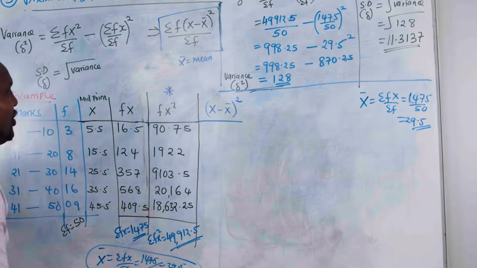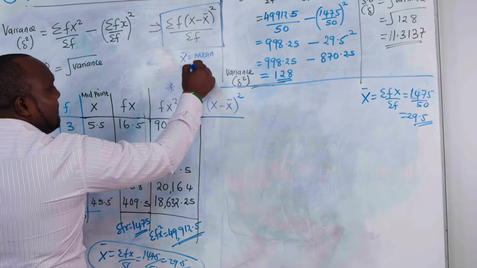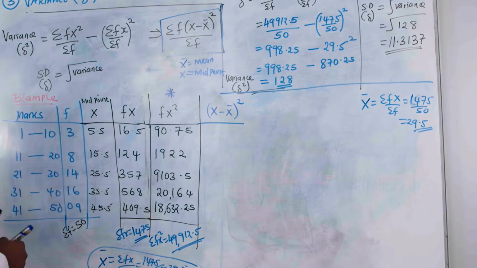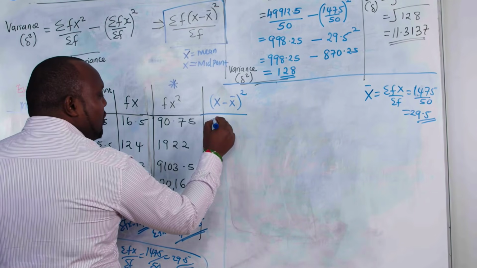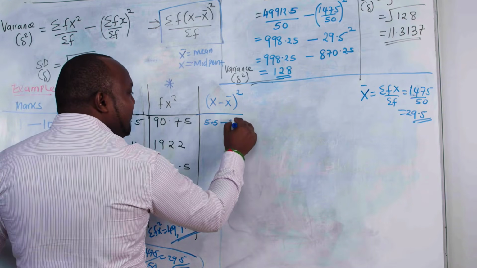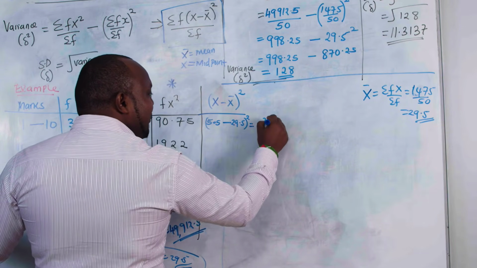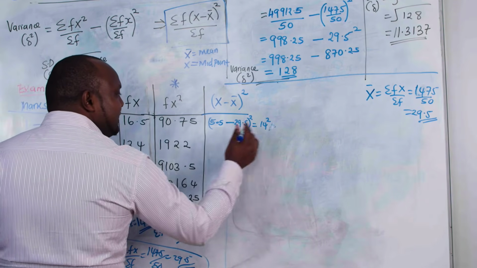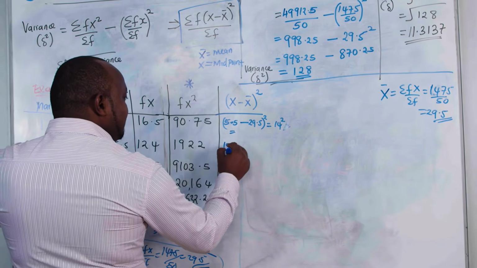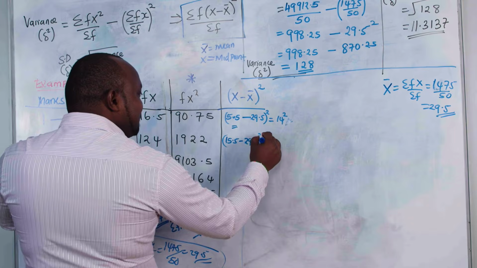So what we are going to do, we are going to get our x. In this case, our x is the midpoint. Remember, x is the midpoint. So at this point, I will show you the first one, 5.5, minus, what is my mean? 29.5. Then I square. So in this case, we are going to get minus 24 squared. The next one, we use the midpoint, which will be 15.5. We subtract our mean, 29.5, and whatever we get, we square it.